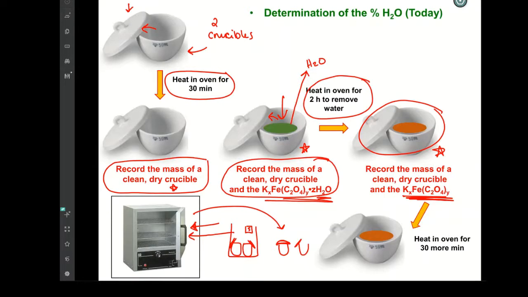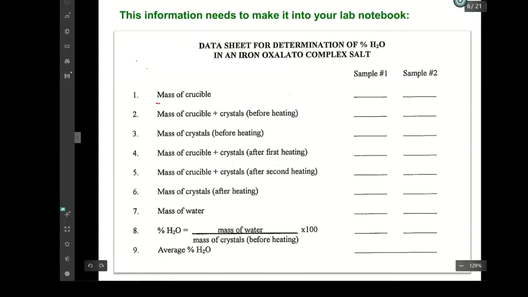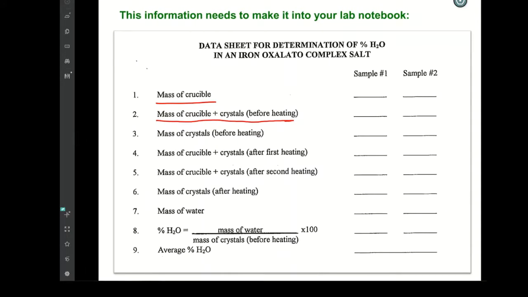Okay, and depending on what's going on, we may have time to heat it again, but we may not. So we may heat it again just to make sure it really is dry, or we may just do the one-time heating. But what you can see here is that you're going to have the mass of your dry crucible, and then you're going to have the mass of the dry crucible and the green crystals that are the hydrate.